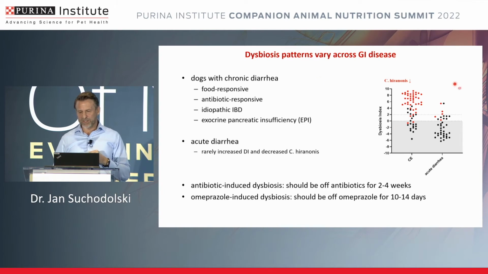In most chronic GI disease cases, we have a much more increased dysbiosis and a less diverse microbiome. We very often have decreased Clostridium hiranonis, this bile acid converter. Whereas in acute diarrhea, yes, we have diarrhea, but diarrhea doesn't mean dysbiosis. Diarrhea simply means an acute self-limiting thing. In most cases it's a minor shift in the microbiome that normalizes very quickly. And I'll give you an example.